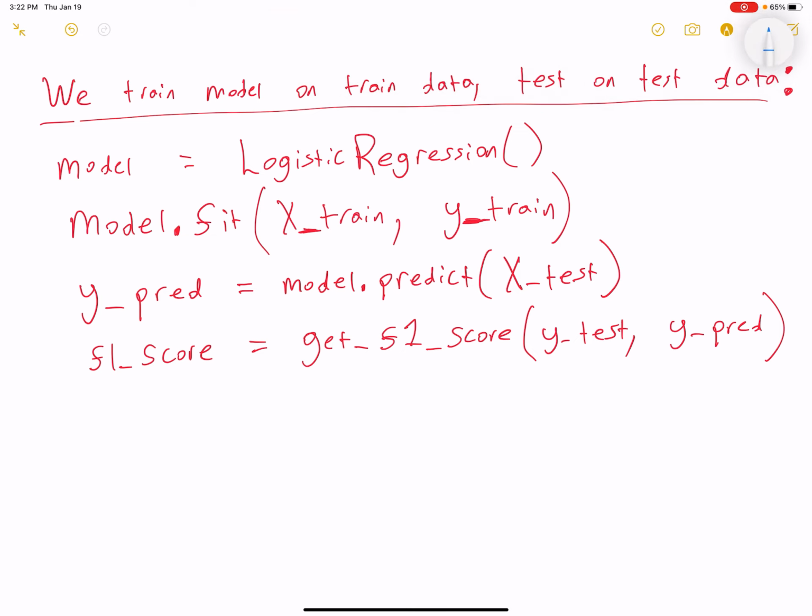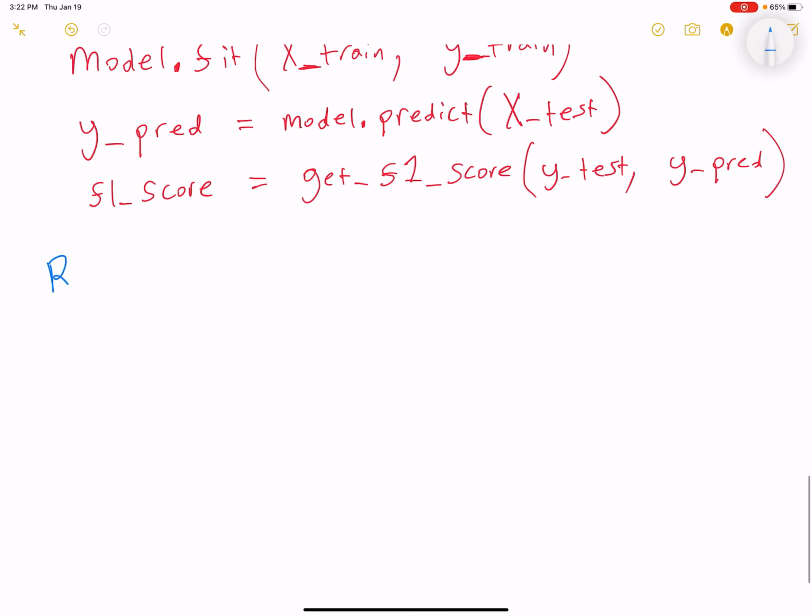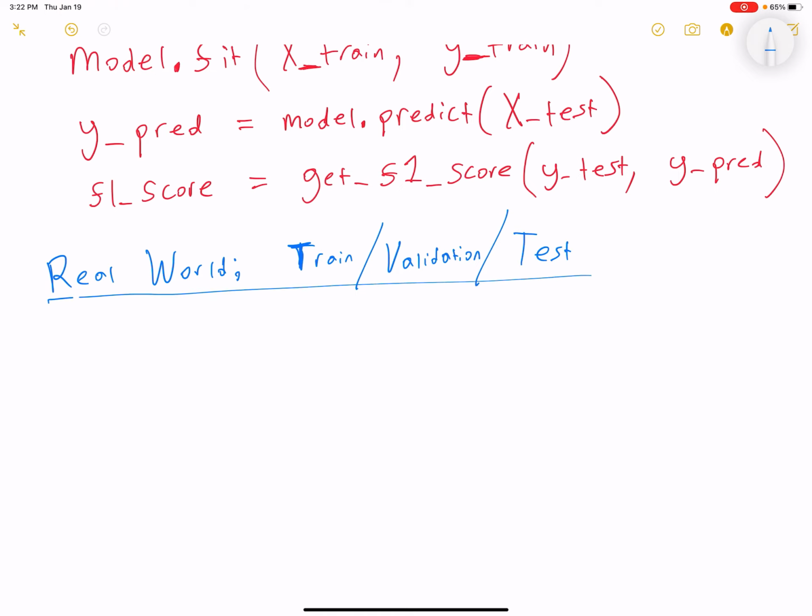In the real world, we don't just split it into train and test, but we also have what's called a validation set. So we'll split it into train, validation, and test. And these three things are very different. Just to draw that out.